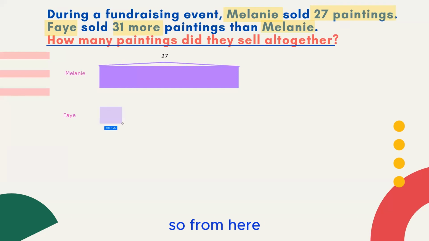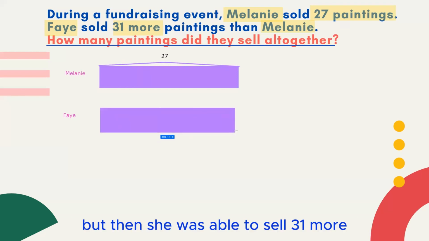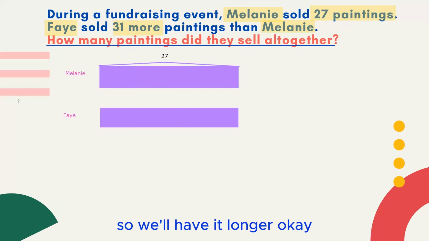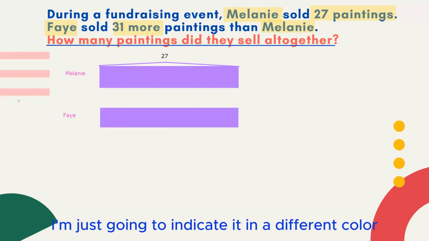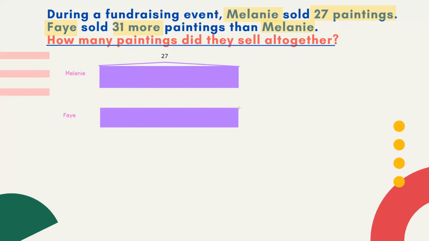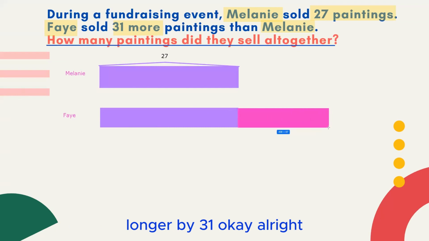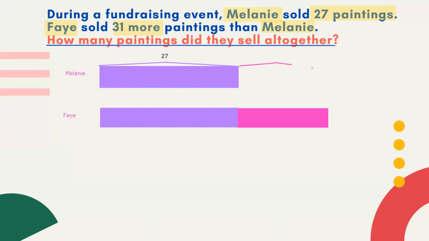So from here, but then she was able to sell 31 more. So we'll have it longer. I'm just going to indicate it in a different color. Longer by 31. All right. There we go. So let's put a label here. Let's label that 31.